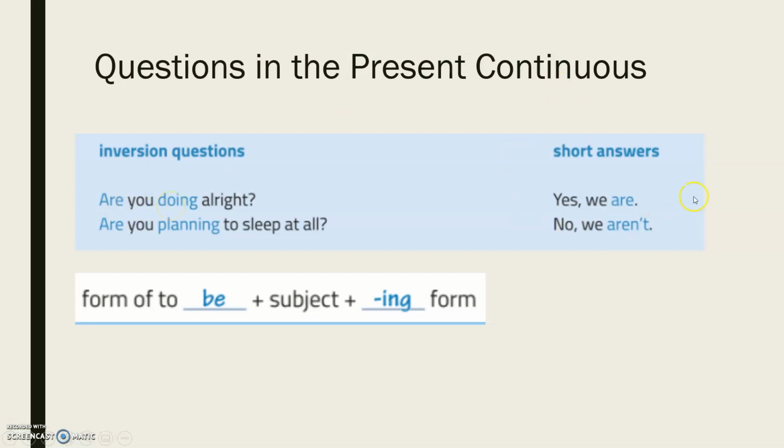Also, have a good look at short answers. How do you format the short answer when you answer a question in the present continuous? Always start with yes or no, then the subject, and the verb in this case is the correct form of to be. Nothing more, just the correct form of to be, positive or negative, and then a full stop. So that's it. Okay, so that's inversion questions or yes/no questions.